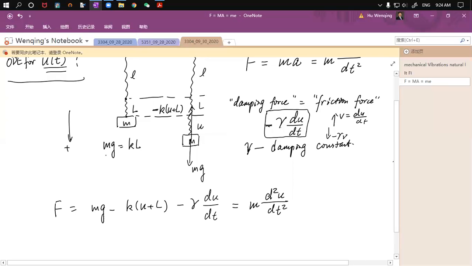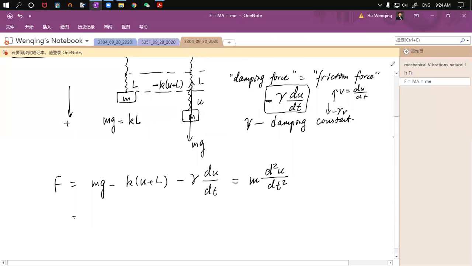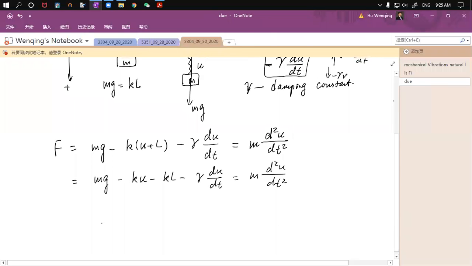Okay, so we're now going to reach a certain differential equation, but we have to be careful because mg is actually kL. So that actually means that this is mg minus ku minus kL minus gamma du by dt is equal to m d squared u over dt squared. So in the end, we're going to reach a differential equation. It says m multiplied by d squared u over dt squared, but mg is kL, so they're going to cancel. So that means this thing plus gamma du over dt plus k u is equal to 0.